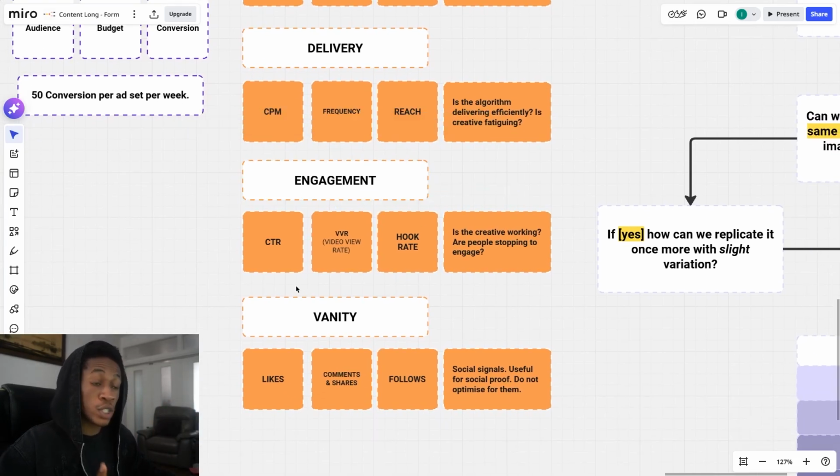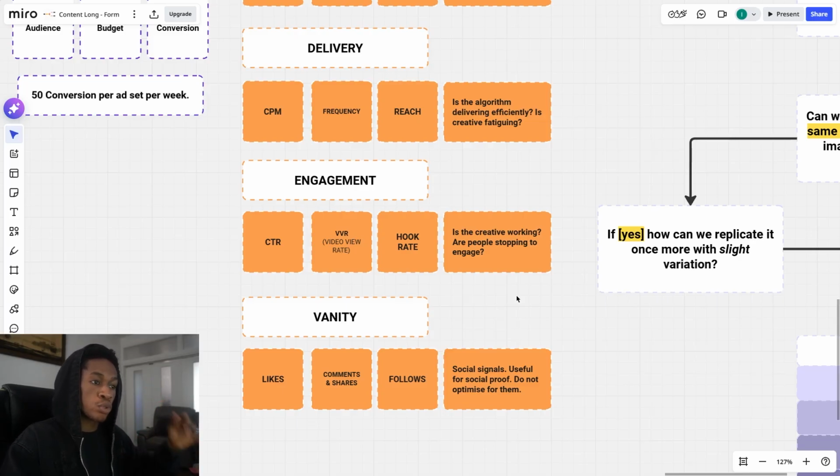So we look at engagement because it's very important. We need to see the click-through rate, the video view rate, and the hook rate. This is to be able to determine whether the creative is actually working and people are stopping to engage. If people aren't stopping to engage, or if you haven't stopped people scrolling, right? It's not about getting attention. It's just about stopping the scroll, right?